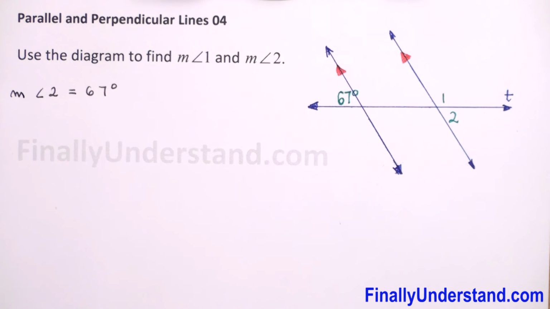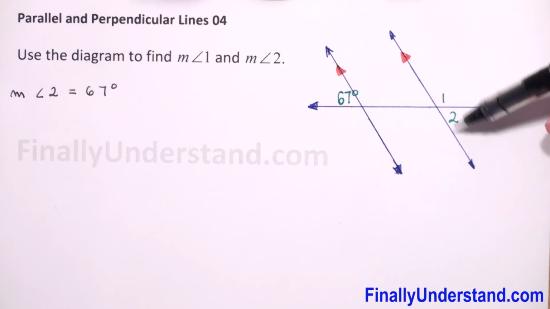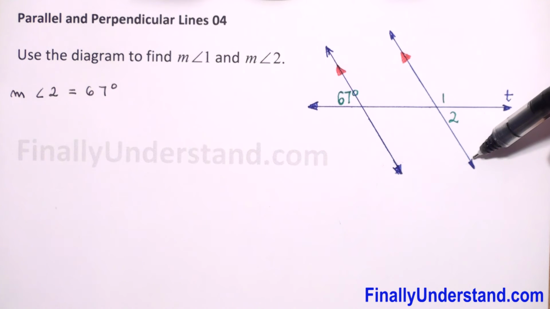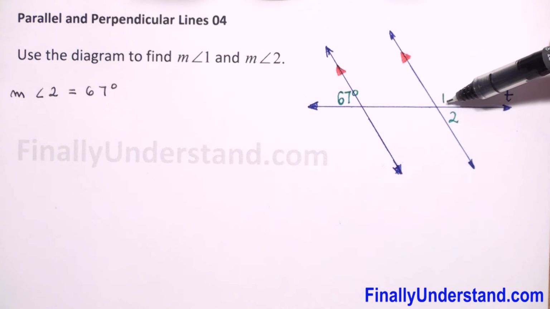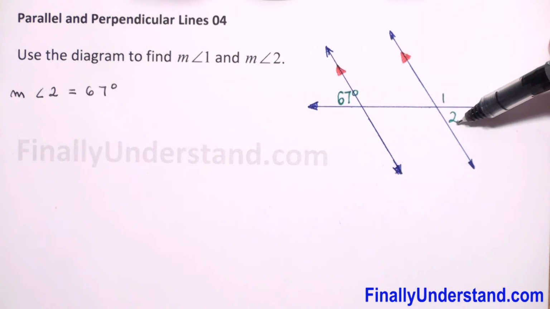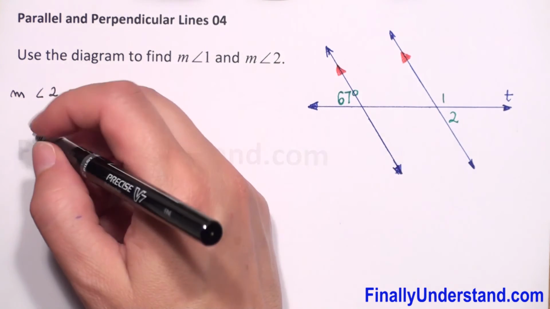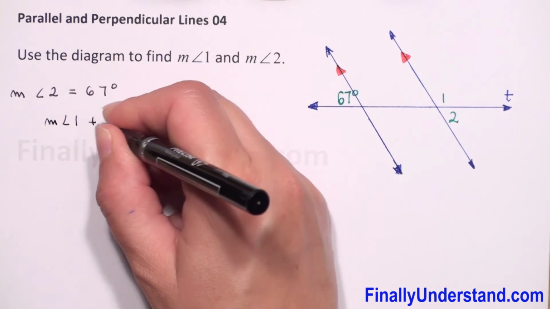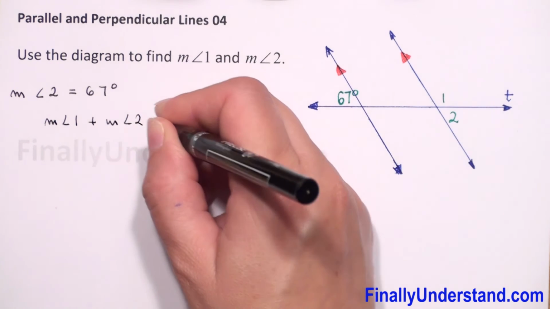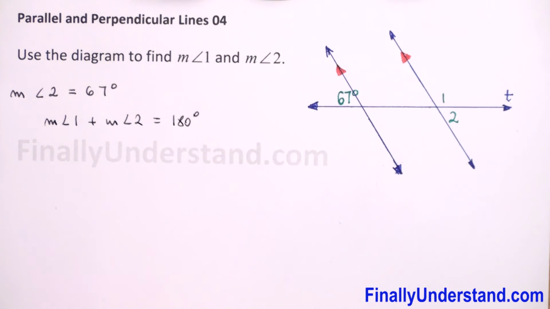Now we have to find the measure of angle 1. This is a straight angle, and the measure of a straight angle is 180 degrees. So the measure of angle 1 plus the measure of angle 2 gives us 180 degrees. Let me write this: the measure of angle 1 plus the measure of angle 2 is 180 degrees. We know that the measure of angle 2 is 67 degrees.